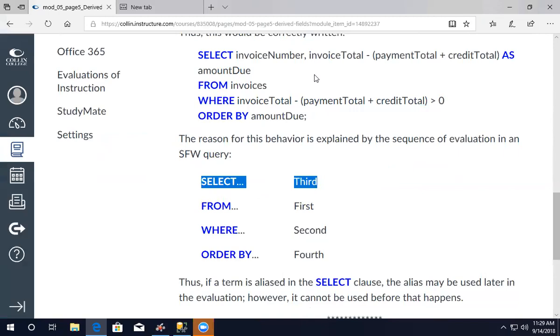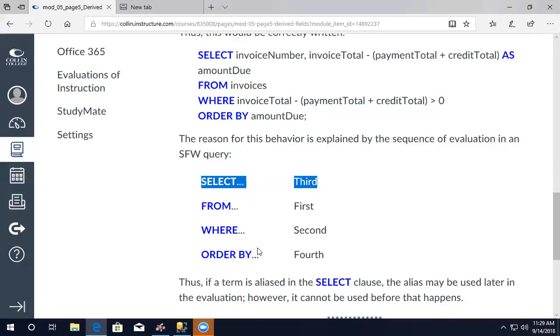So first, it goes out and collects the tables. The second one is where. What conditions do we want to put on the rows? So then it goes out and collects the rows it wants. Finally, almost the last thing that happens is it figures out what fields of those tables it's going to display. And then the very last thing that happens is we put the order on it. And that's why. Because the alias happens on the third step. The where is the second step, and the order by happens after the select.